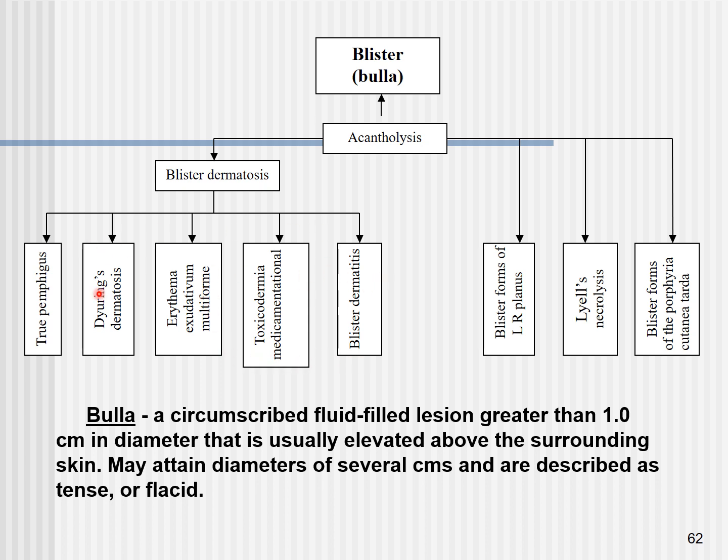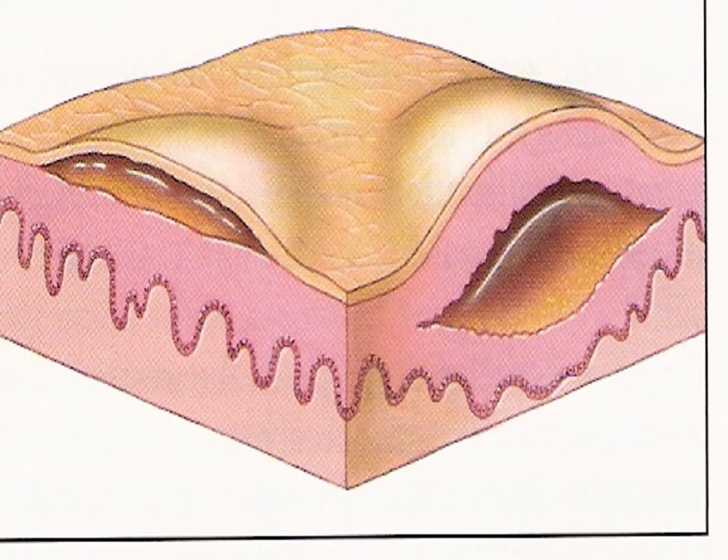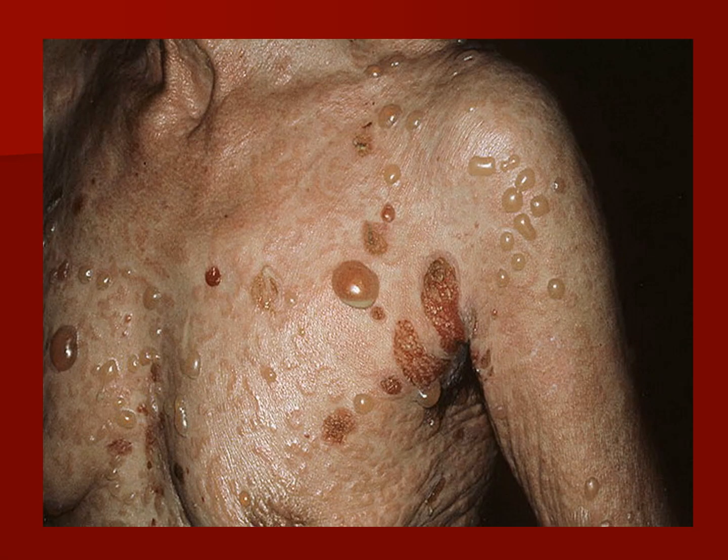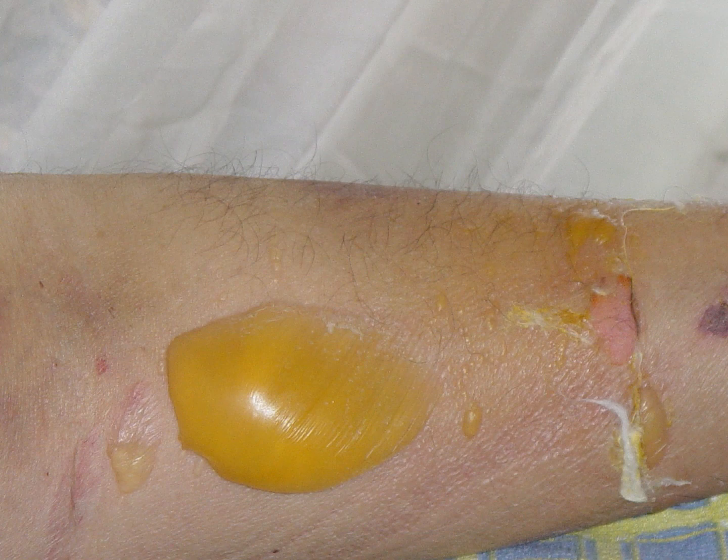And in case of this disease, blister or bulla takes place. Circumscribed fluid-filled lesion greater than 1 centimeter in diameter. May attain diameters of several centimeters and are described as dense or flat. This is bulla. Bulla may be subepidermal. Here, in case of pemphigus disease, the same picture can take place. This is bulla. Don't speak about diagnosis and about disease, just element.